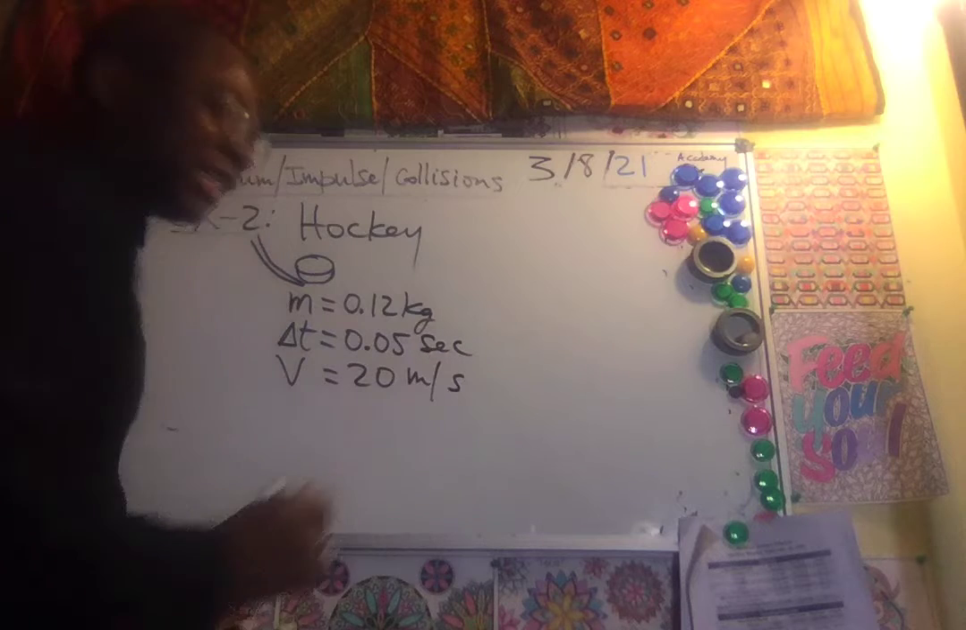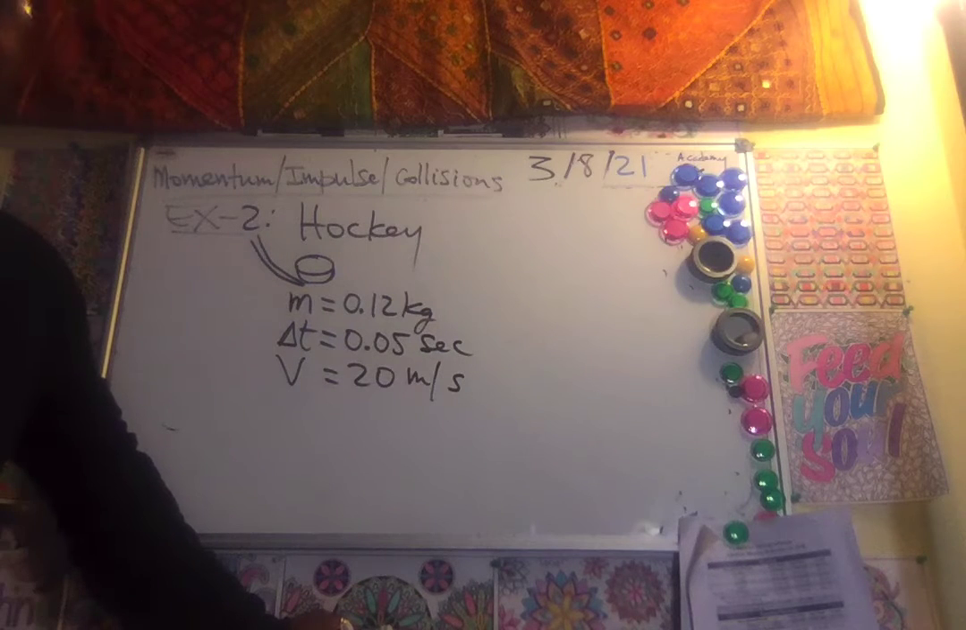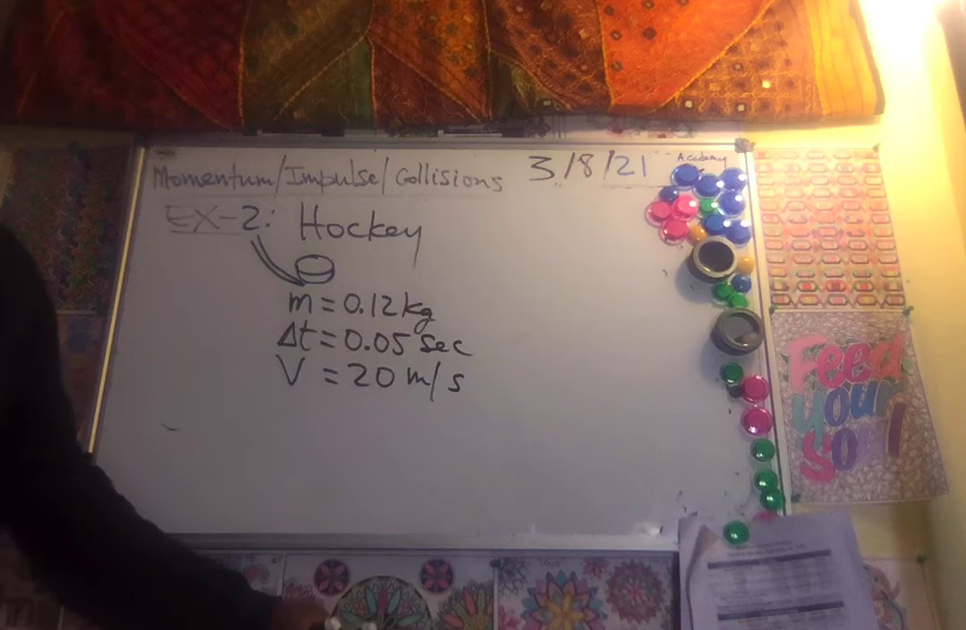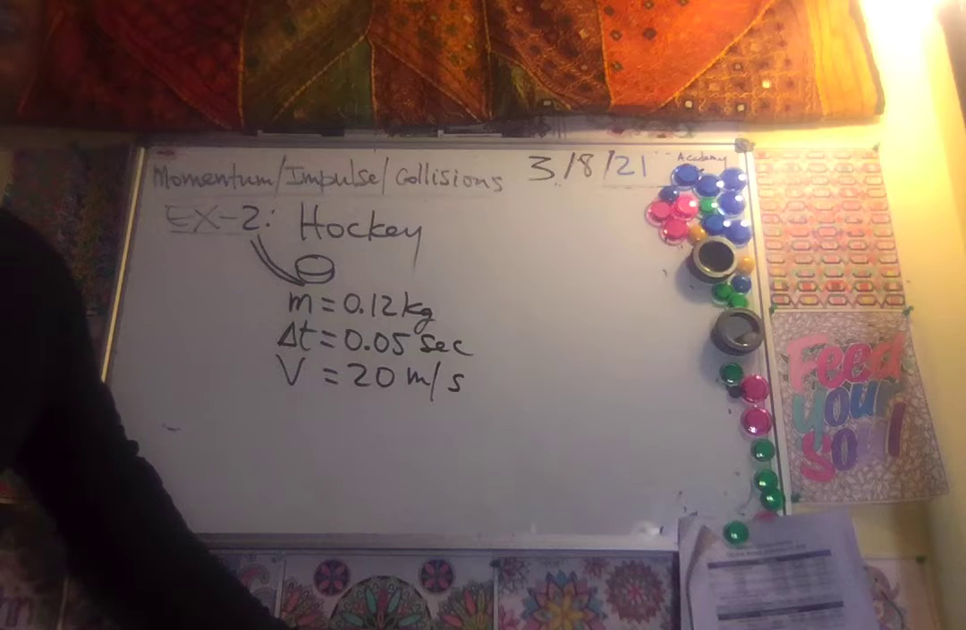Much smaller. It's more than 4 times smaller than the golf ball. The golf ball was 90 meters per second. This one is 20, so it's much smaller. What question can they ask us?